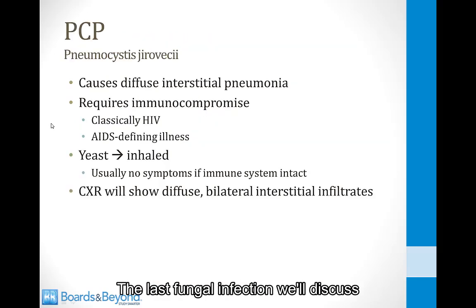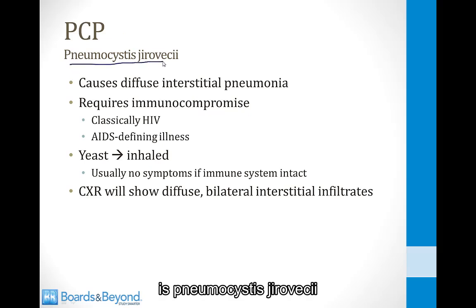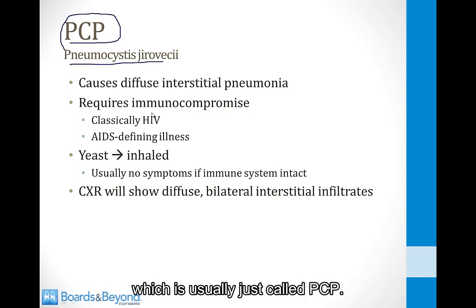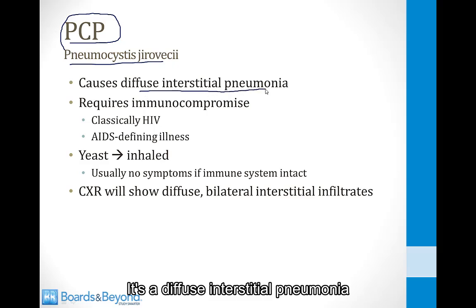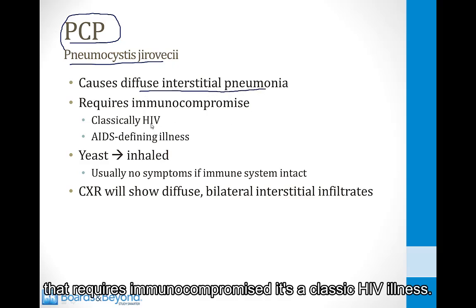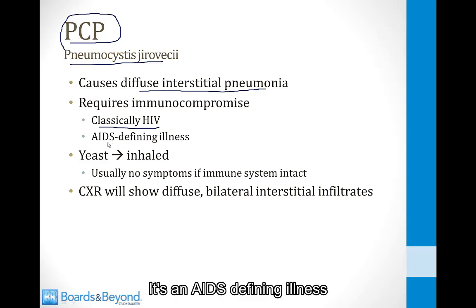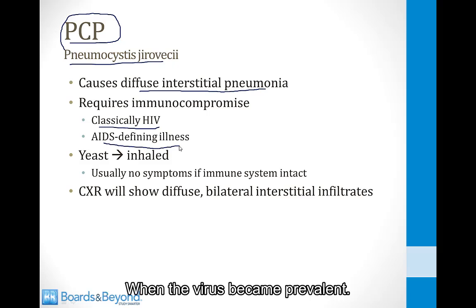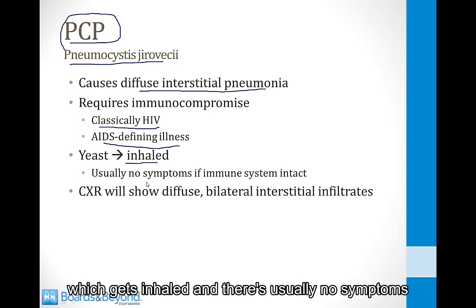The last fungal infection we'll discuss is Pneumocystis jirovecii, which causes pneumocystis pneumonia, which is usually just called PCP. It's a diffuse interstitial pneumonia that requires immunocompromise. It's a classic HIV illness. It's an AIDS-defining illness. It's one of the ways people first started to present with HIV in the 1980s when the virus became prevalent.